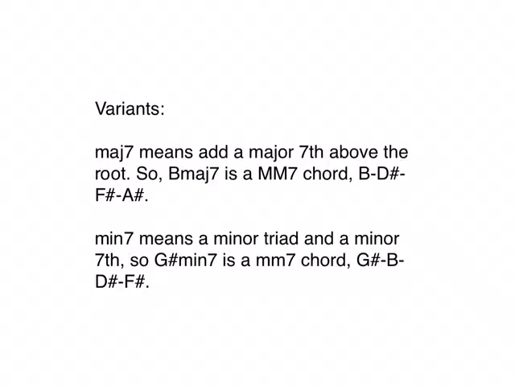Here are some variants. When we say major seventh after a root name, that means to add a major seventh above the root. So if we wrote B major seventh, that's a major seventh chord. B, D sharp, F sharp is the major triad. B, A sharp is the major seventh. Minor seventh means a minor triad and a minor seventh. So G sharp minor seventh is a minor seventh chord. G sharp, B, D sharp is the triad. G sharp to F sharp is the seventh, the minor seventh.